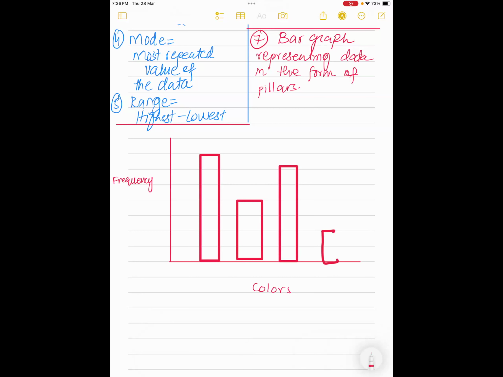Width of these pillars will be the same. You need to understand that this is the width. It must be the same in the bar graph. Got it? Width must be the same. Okay, that is for the bar graph. And this is technically a very easy thing.